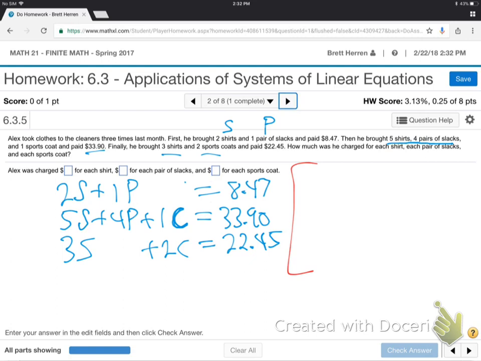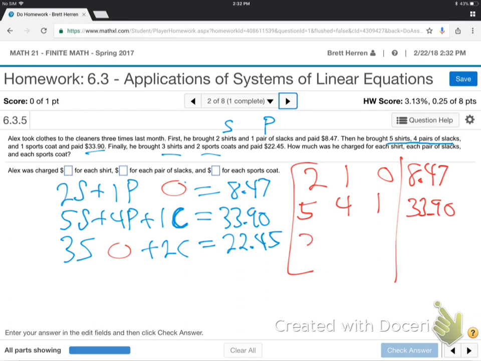Put that into your calculator. 2, 1, and there's a 0 here and a 0 here, right? 0, 8.47. 5, 4, 1, 33.90, 0, 2, 22.45. Do the RREF, and away you go. That was a little more straight ahead, right? That one good? Just 3 equations. I'll move on. Set up as many of these as we can. Questions on that one? This will be on the test.